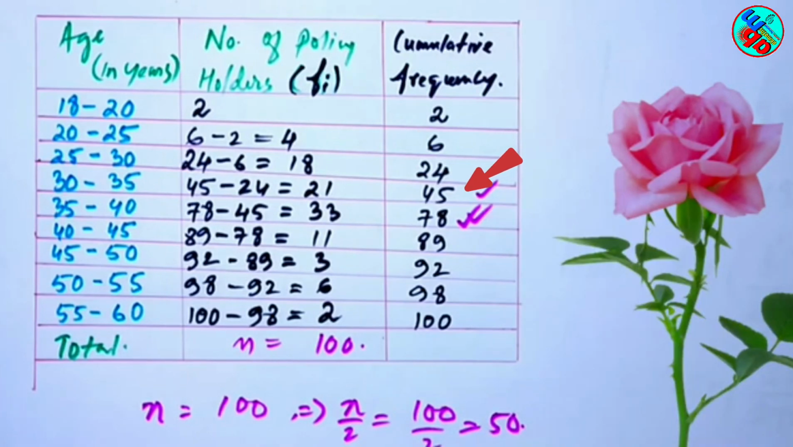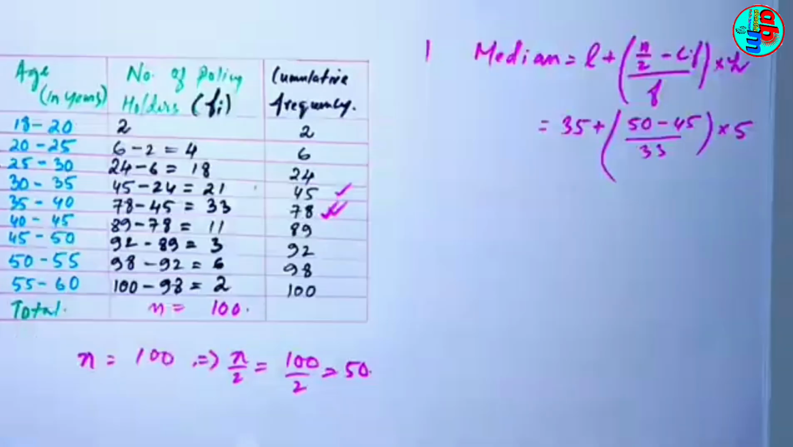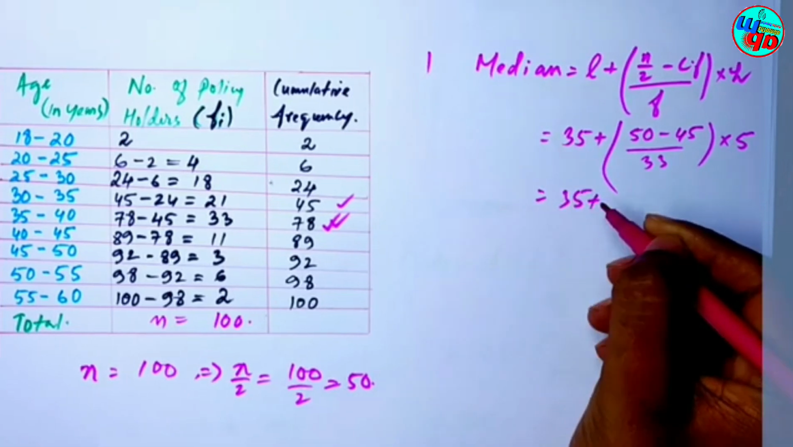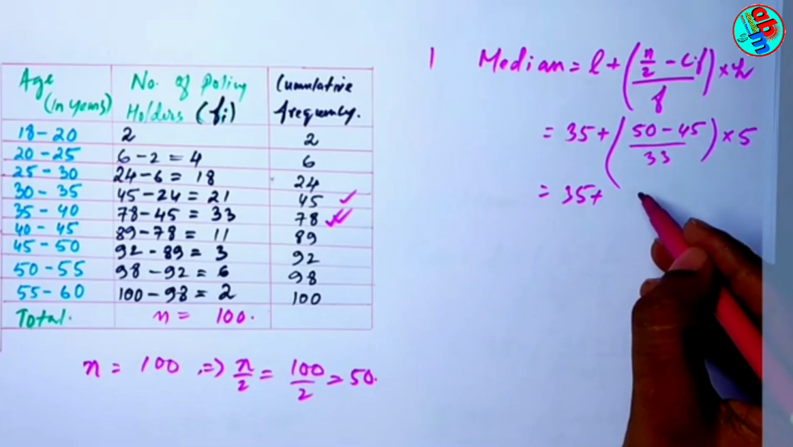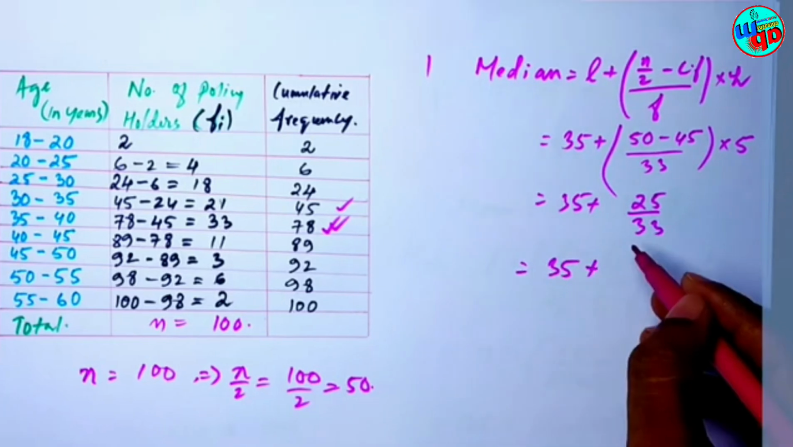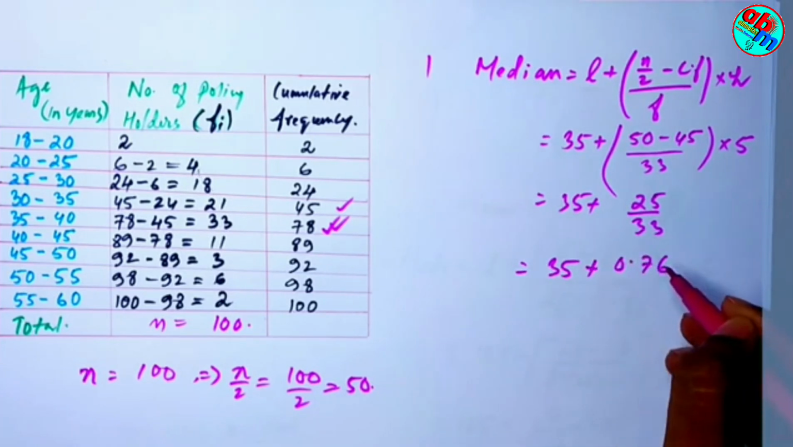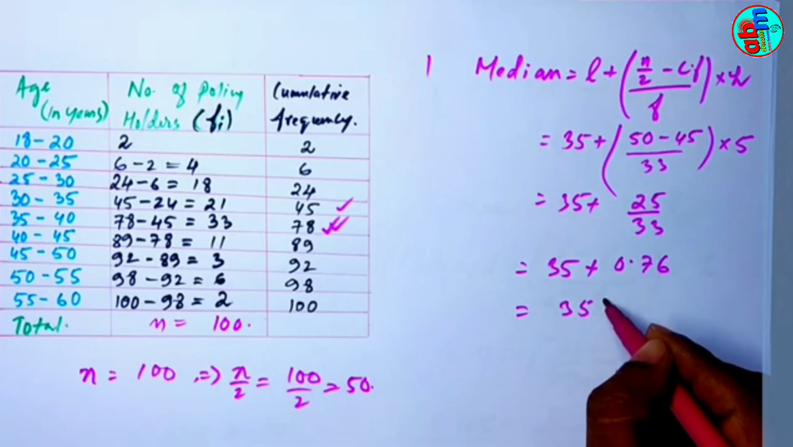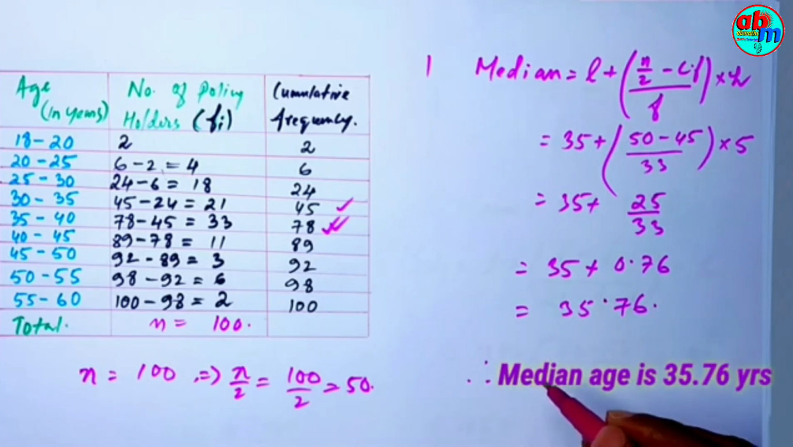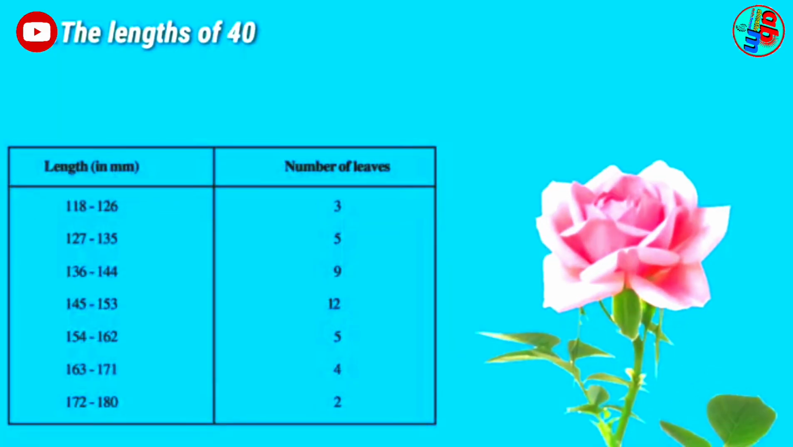So let us substitute the values in the formula and calculate it. Here we have substituted the values. Let's calculate it. 35 plus (50 minus 45) is 5, 5 times 5 divided by 33, which after dividing we get 0.76. So this will be 35.76. Therefore median age is 35.76 years. This is our answer.